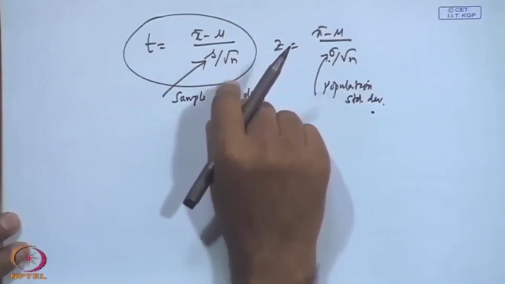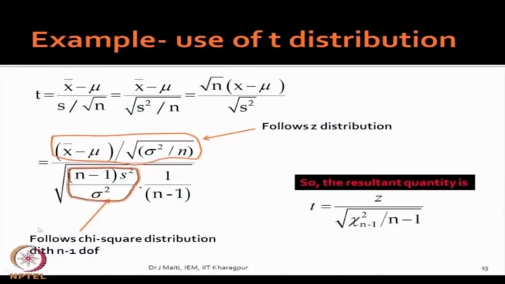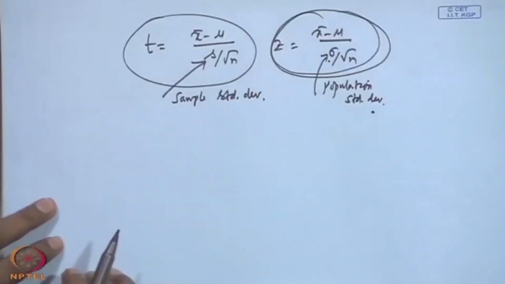How can you justify that this quantity follows the T distribution? If you want to justify this, I have just rewritten this one in this manner: x bar minus mu divided by sigma by root n, and then the square root component is n minus 1 s square by sigma square times 1 by n minus 1. Just manipulation. The numerator and denominator are manipulated with some constants. Then what is this, x bar minus mu by sigma by root n? This is z, we have already seen. This is z, the top portion.